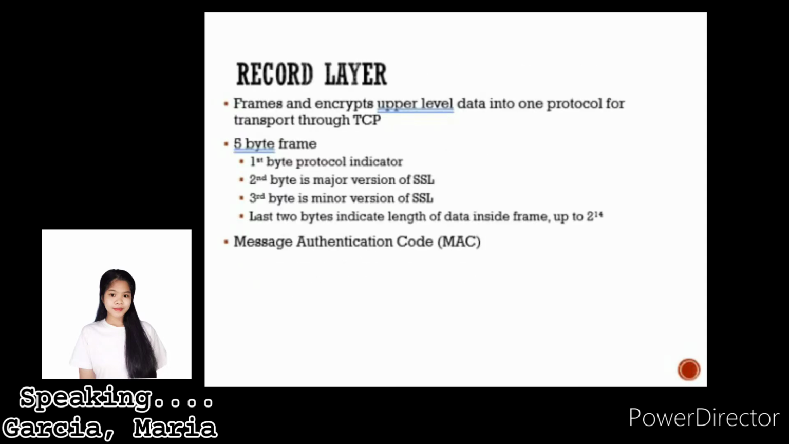The record layer frames and encrypts upper level data into one protocol for transport through TCP. It uses a 5-byte frame. The first byte is the protocol indicator, the second byte is the major version of SSL, the third byte is the minor version of SSL. The last 2 bytes indicate the length of data inside the frame, up to 2 raised to 14.